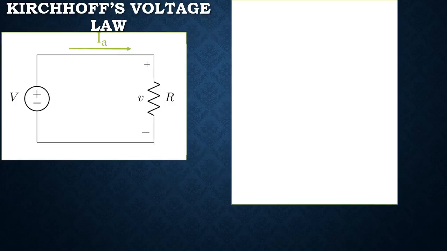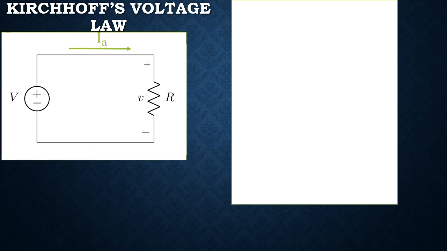Now let's look at Kirchhoff's voltage law. Let's say we have a circuit with a voltage source and a resistor connected together with wires. There is a current IA flowing through all elements, the same in all the wire. The current doesn't pool anywhere, so it's the same everywhere in this loop.